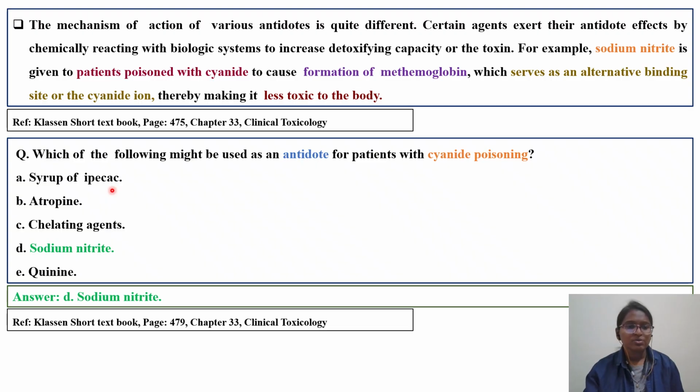So pause here, try to read about ipecac, how it is used. Maybe it is used for inducing vomiting. Atropine, in the case of muscarinic cholinergic type of poisoning, acts as an antidote. Chelating agents, what are those chelating agents? BAL, dimercaprol, all these things, that also you read, and quinine also. So try not to just stick to one option, try to read the other options: in what type of poisoning these are used as an antidote. Okay.